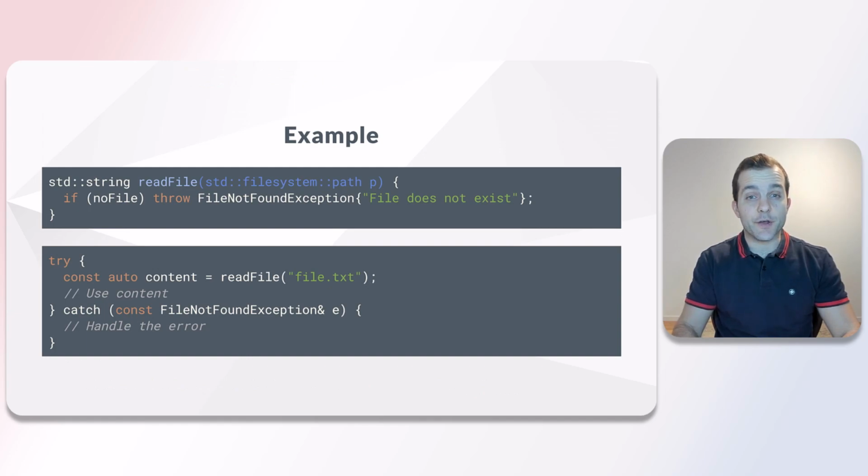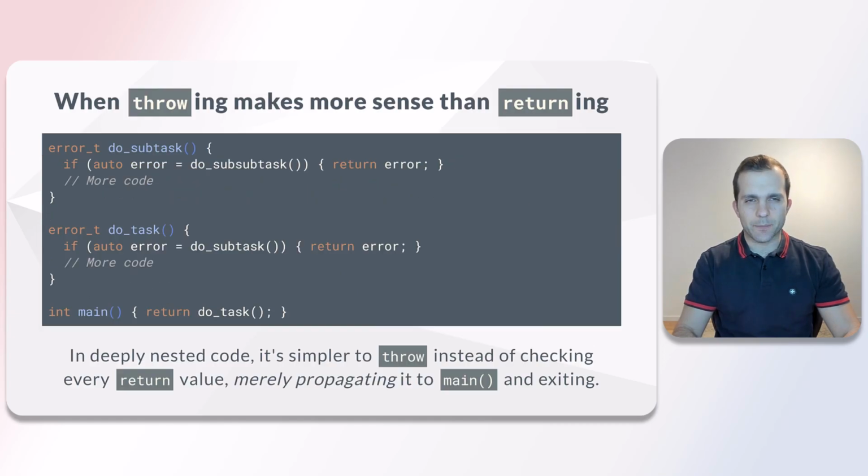We can see that the readFile function throws a file not found exception if an error is encountered. Then, in the caller, we use a try-catch block to handle the exception. If an exception is thrown, the content variable is never returned and we end up in the catch block. As a result, in the try block, we can focus on the happy path and not worry about error handling. Whenever we access the content, we know that it is valid. Let's look at another example.